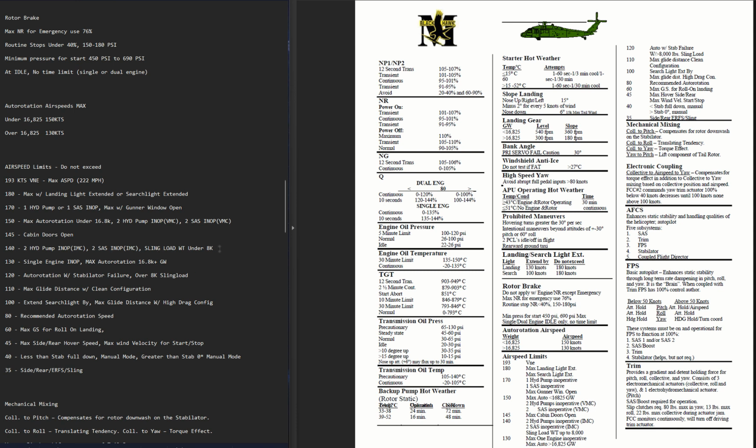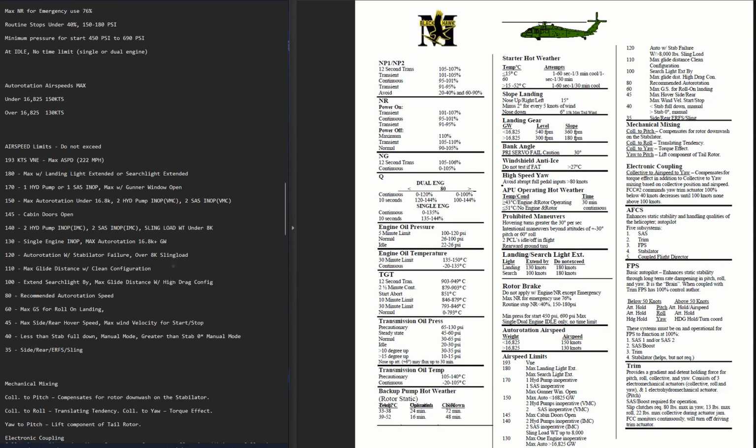Sling load weight under 8K. If you have a lighter sling load at 8K or less, you can fly at up to 140 knots. Single engine inoperative airspeed max is 130. And then the max autorotation for over 16.8K weight is 130 knots. So you have your max autorotation at 150 and then at 130. You lose 20 knots of airspeed on your max autorotation, depending on if you're light or heavy. Autorotation with stabilator failure, max airspeed of 120, and then over 8K sling load, so you're really pushing the limits there, you're at a max airspeed of 120.